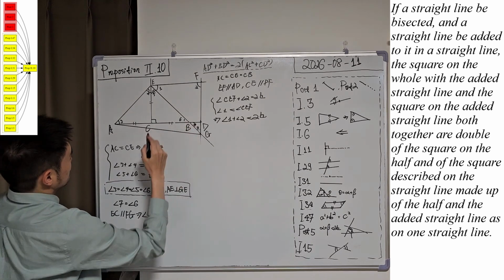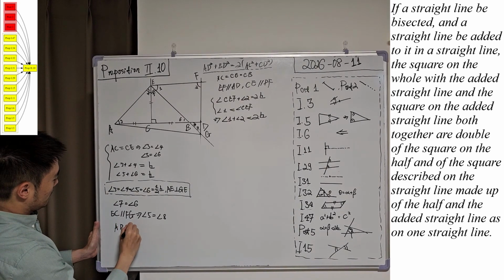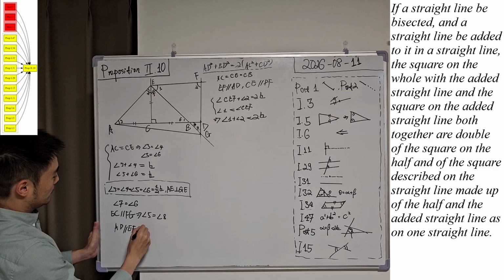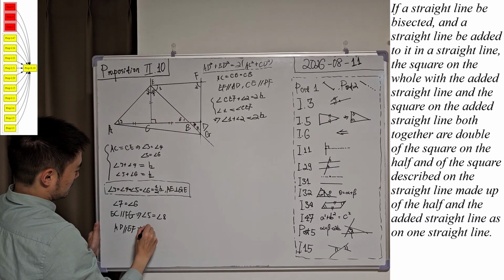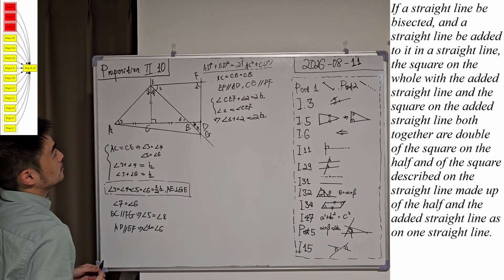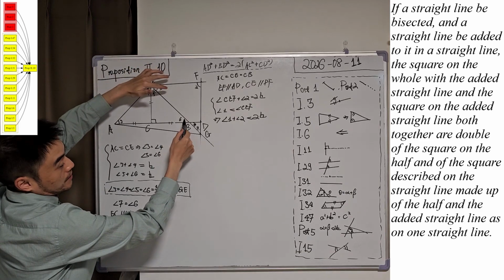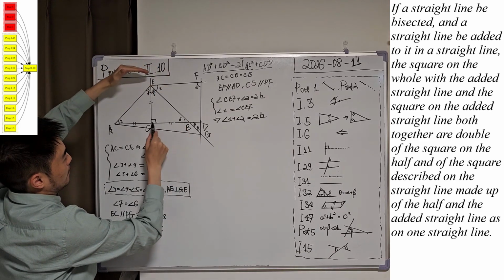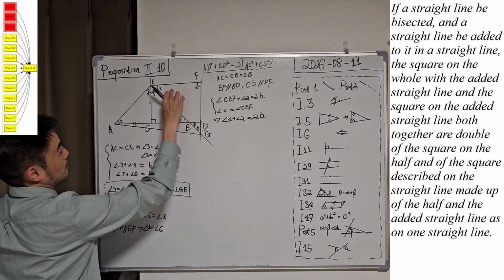Okay, so since AD is parallel to EF, correct? Then we know that angle 1 is equal to angle 6, correct? Because they are also two opposite interior angles falling in the parallel lines. And if we apply proposition 29, we know they are equal, correct?